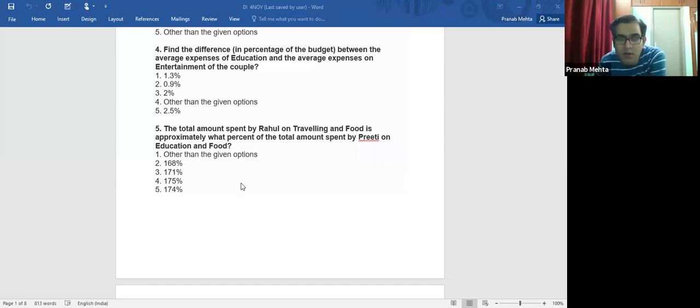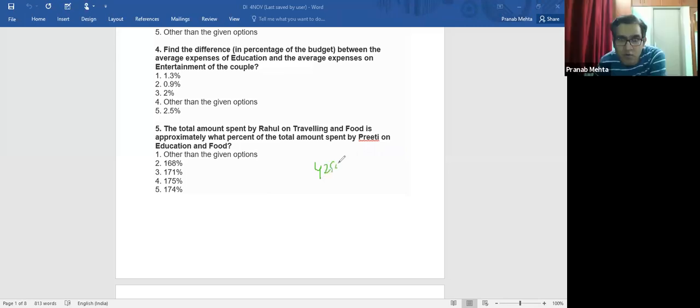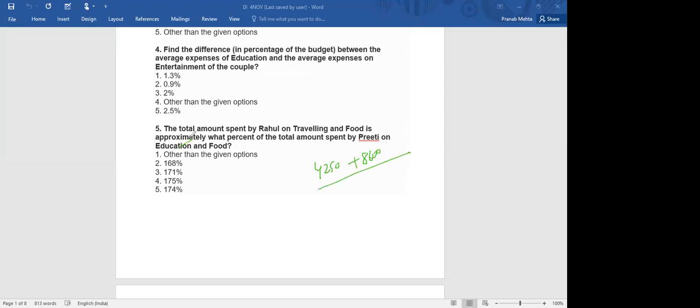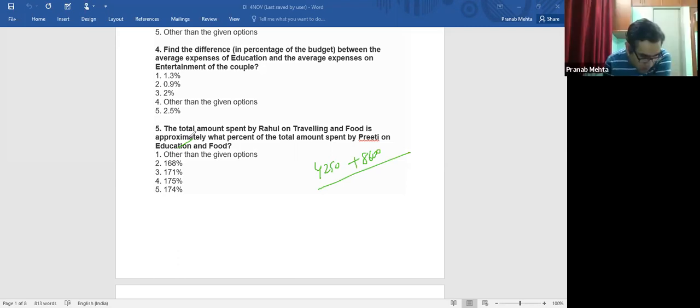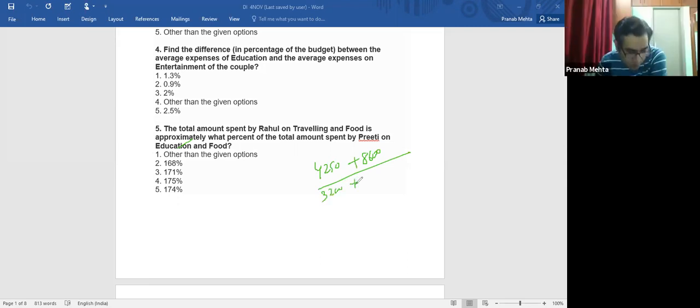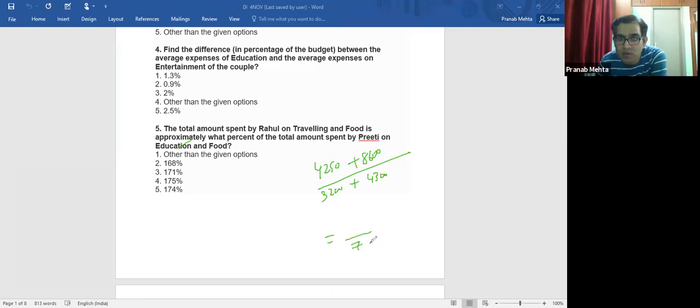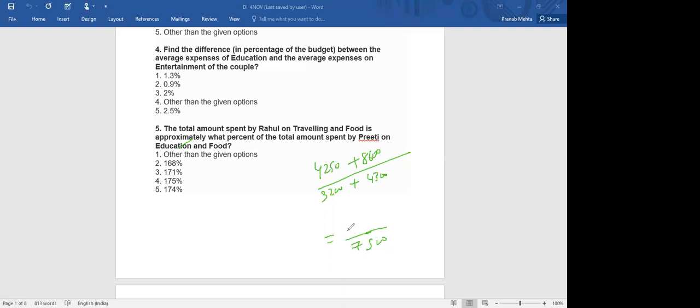So look, you have to point it out. If I'm making some calculation mistake, you have to point it out. I cross-verified myself, sir. So 4,250 plus 8,600, and then Preeti on education and food. Preeti's education is 3,200, and 4,300 on food. Am I right? Yes, sir. So what value are we getting? 3 plus 4, 7,000. The base is 7,500. And the top part is still 12,850.